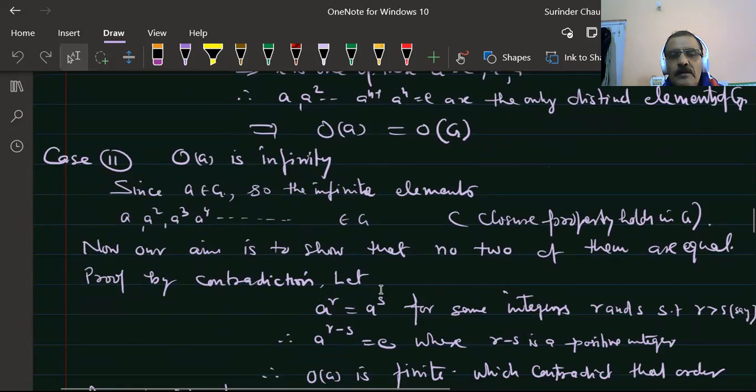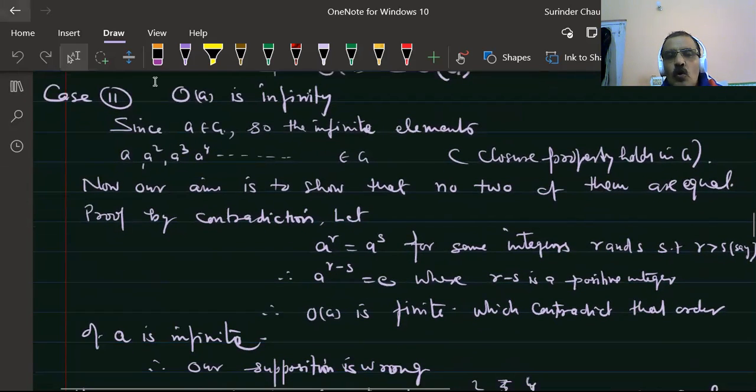Proof is by contradiction. We suppose that two elements of this are equal. Let's suppose that a^r is equal to a^s, two elements of G, for some integers r and s such that r is not equal to s. So assume that r is greater than s. Now again a belongs to G, G is a group, so cancellation holds true. So apply cancellation over here.